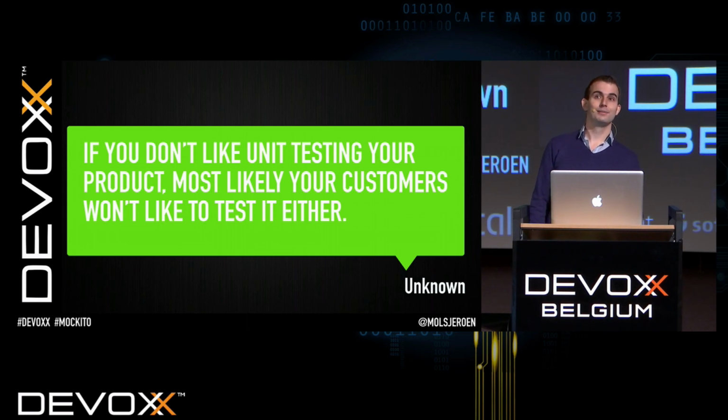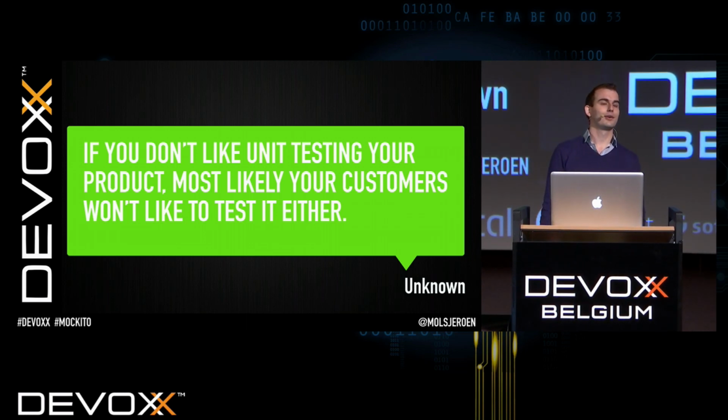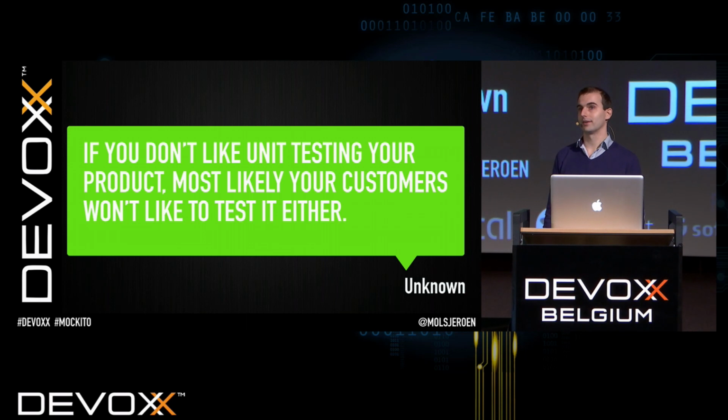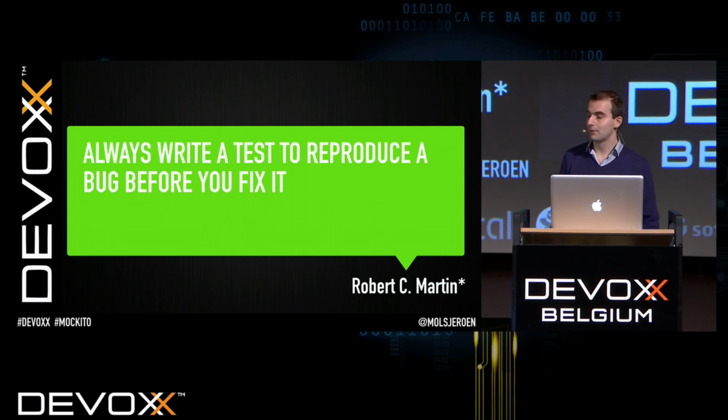Well, it's important to write tests because if you don't like testing your code, why would anyone like testing your product, right? Should you not be writing tests? Then the best way to get started is to stop fixing bugs. Instead, first write a unit test that reproduces the bug, and then go and fix that unit test. Because if you do so, you're not only sure that you fixed a bug, but you're also sure that that bug never reappears again.